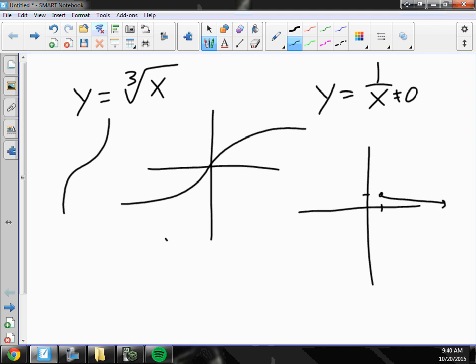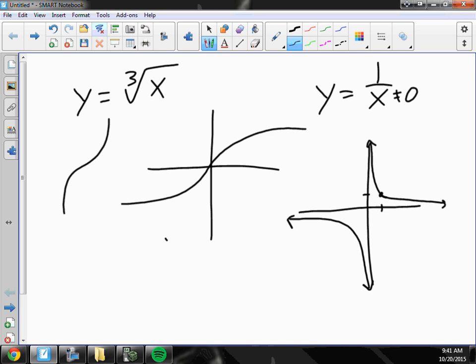But as x gets smaller, 1 divided by a small number gets bigger. So it's going to go up like this. And then if we make it negative, the same basic thing happens on the other side. As x gets really negative, then the fraction approaches 0 from underneath. And as x gets very small but remains negative, it's going to get very big. So that's what it looks like.